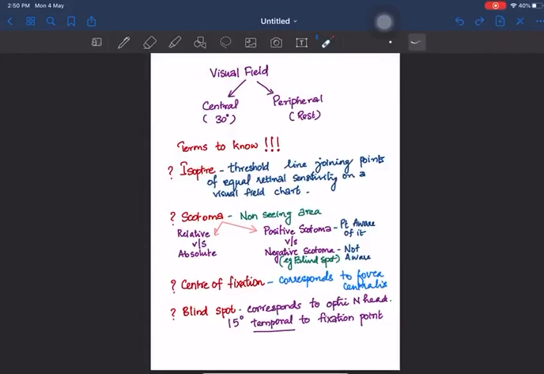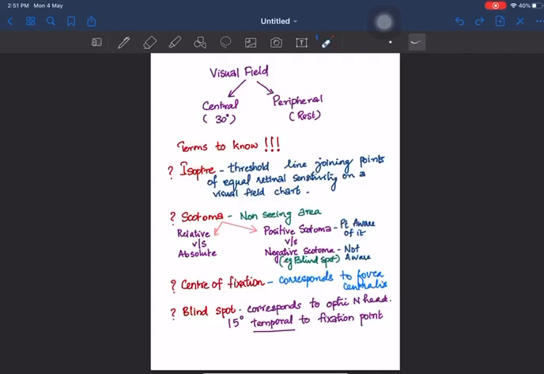These are some terms we should know. What is an isopter? It is a threshold line joining points of equal retinal sensitivity on a visual field chart. What is a scotoma? Scotoma is a non-seeing area, the area which we cannot see. It can be classified as relative or absolute. Absolute scotoma means the scotoma persists for all sizes and colors of the test object, while relative scotoma is the area which is blind to certain size or color of a test object.